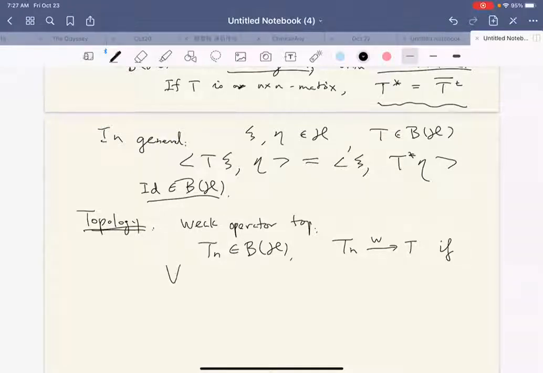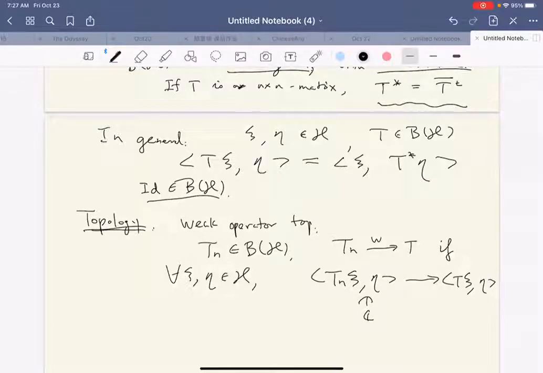If for any psi and eta in the Hilbert space, you take the expectation value of this operator, this is going to be a complex number, right? So this is a sequence of complex numbers. This sequence of complex numbers converges to the corresponding expectation value of the operator T with these two vectors psi and eta. So this is the weak operator topology.